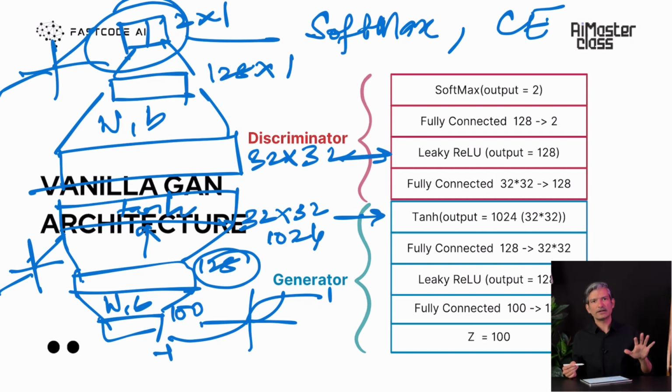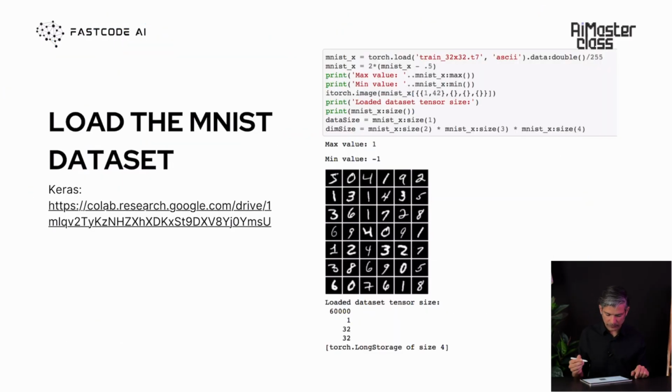So this is all that there is in our generator and discriminator networks, and I'm going to now show you code. But before I show you the code, let me show you the data. We'll start with very simple MNIST data. We've used it in the past. We load the data set in MNIST underscore X.